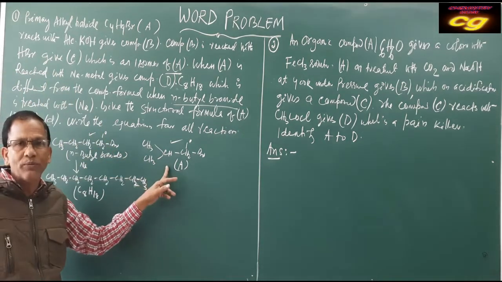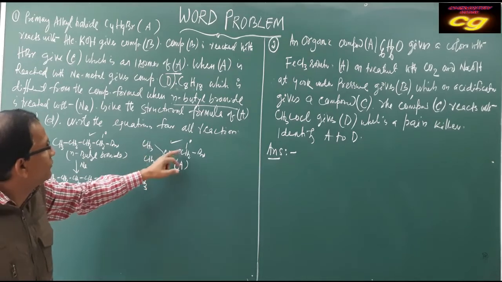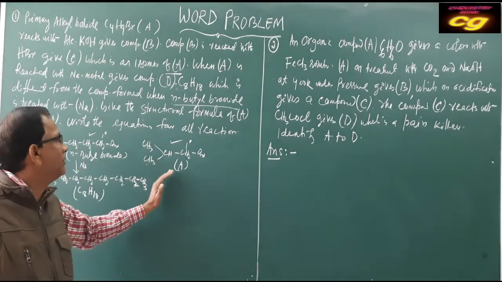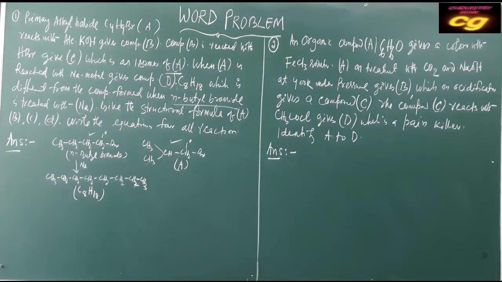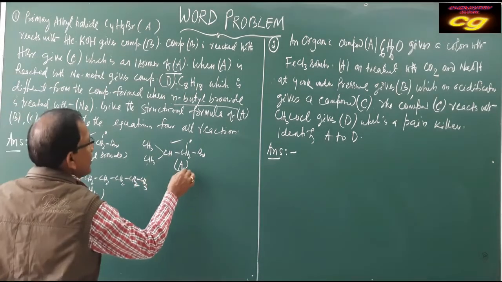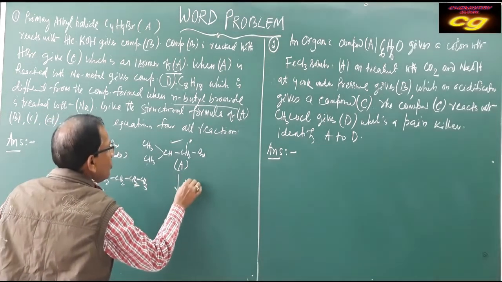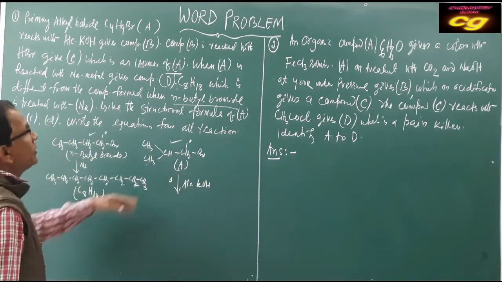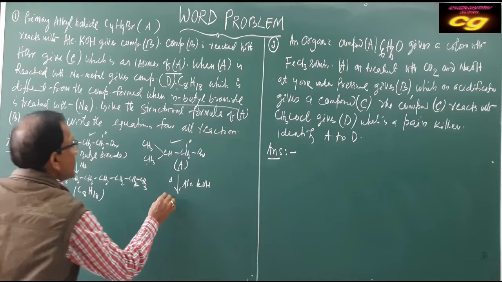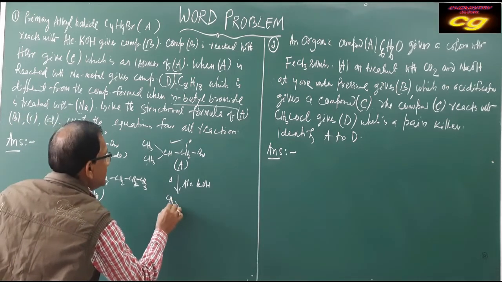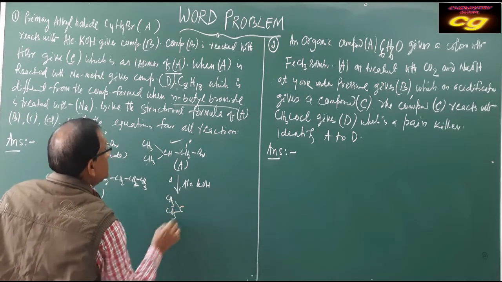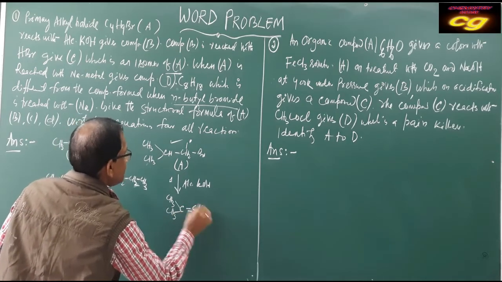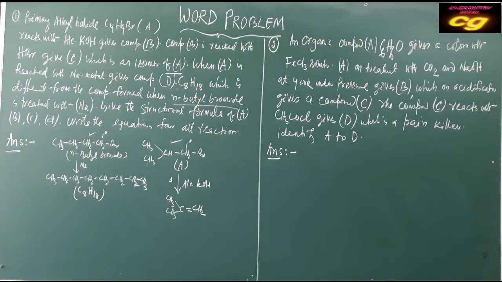Now you have the information. A is this one, 1, 2, 3, 4, C4H9Br. This is the primary haloalkane having a branched structure. When it is treated with alcoholic KOH on heating, what is the product? The product is CH3, CH3, C double bond CH2.